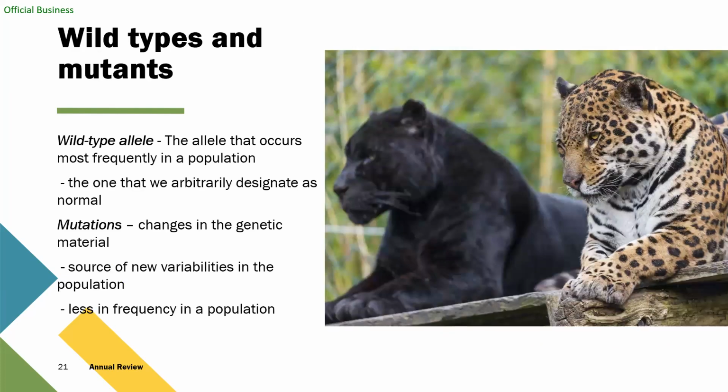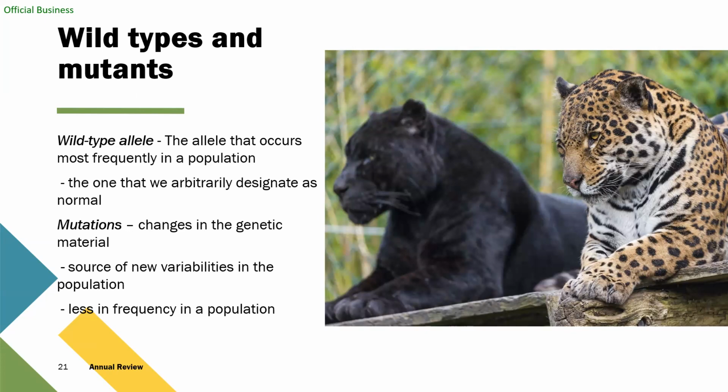Now, aside from this, we have wild types and mutants. You will encounter common terms like wild type, mutants, mutations, etc. When we say wild type, it's the allele that occurs most frequently in the population. We usually consider it normal, and this wild type allele is usually the dominant allele, because it's usually seen in the population. So it's usually arbitrarily designated as the normal one. And mutations are changes to genetic material. So sometimes we have random mutations that occur.